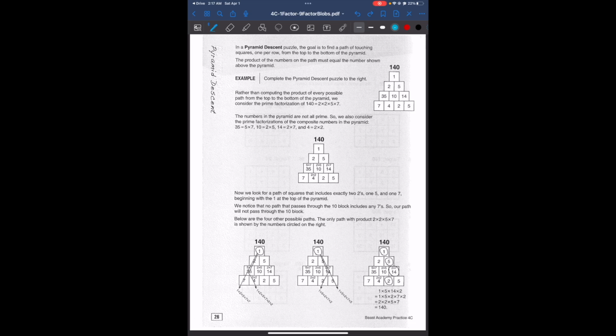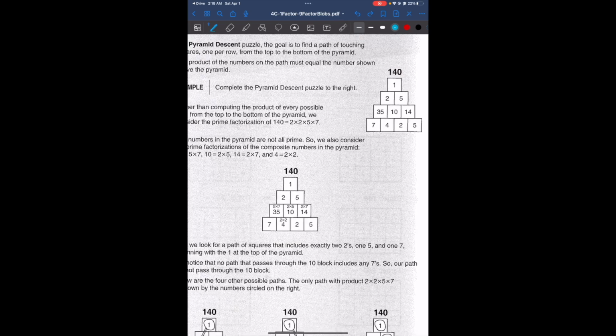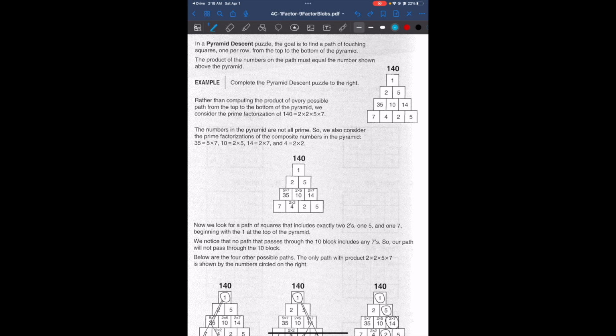Now we're going to talk about something called a pyramid descent. And so in a pyramid descent puzzle, the goal is to find a path of touching squares, one per row from the top to the bottom of the pyramid. And the product of the numbers on the path must equal the target number written on the top. And so for example, the product of the numbers on the path must equal 140. And so we're going to do prime factorization of 140.